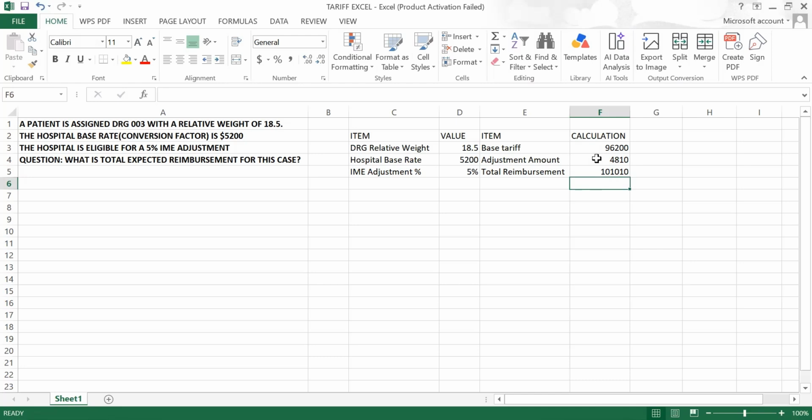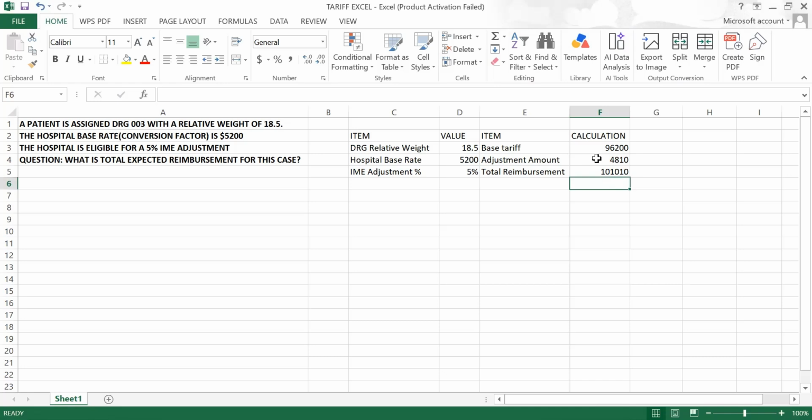The hospital's total expected reimbursement for this case is $101,010. It's worth pointing out how the two components work together. The base tariff of $96,200 reflects the actual clinical complexity of the case through the DRG weight, while the $4,810 IME adjustment is a policy-driven add-on that has nothing to do with the patient's condition. It exists purely to support teaching hospitals' broader mission.